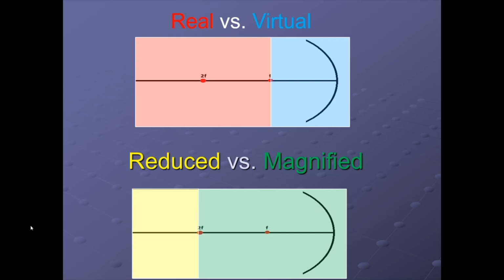This final slide is showing you 2 different images to show you 2 different representations of real versus virtual and reduced versus magnified. In the top image, anything in the red portion is going to be a real image, so anything beyond the focal point, and virtual is going to be between the focal point and the mirror. For reduced versus magnified, anything between the center of curvature and the mirror is going to be magnified, and anything past the center of curvature is going to be reduced. So this relationship up top is showing you what type of reflection you would have, and this relationship down here would show you the size of that reflection.